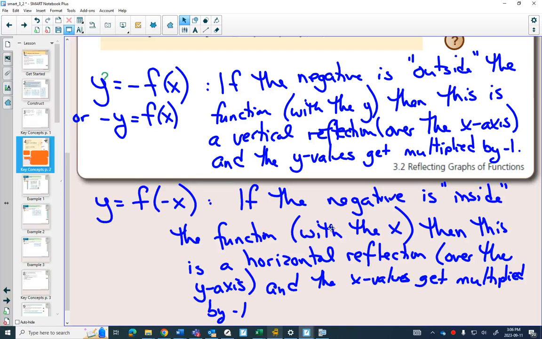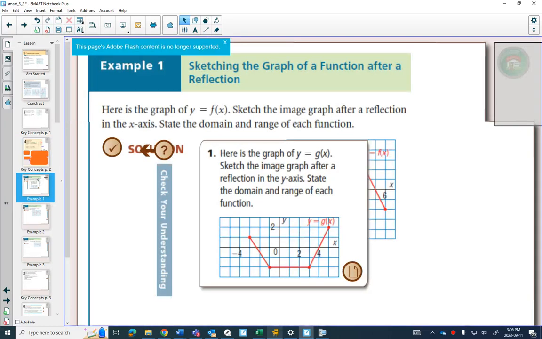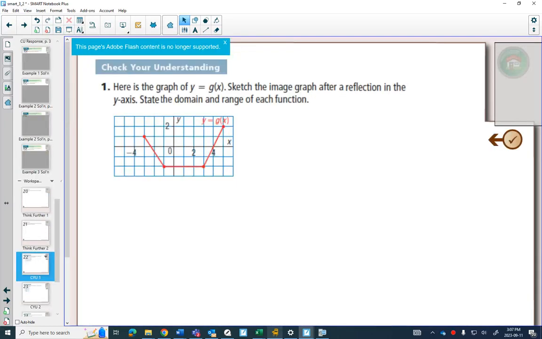Looks like everyone is done. Good. So let's go to example 1. Here's the graph of y equals g of x. Sketch the graph after a reflection in the y-axis. State the domain and range of each function.